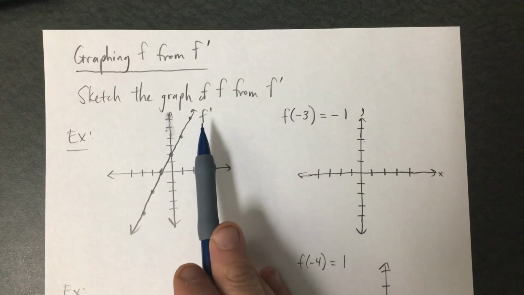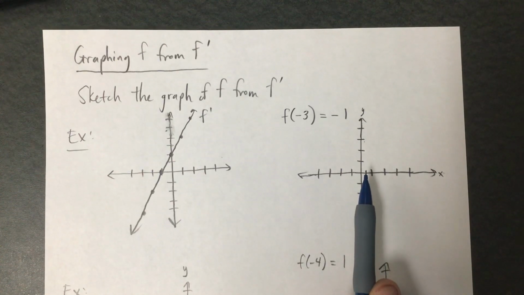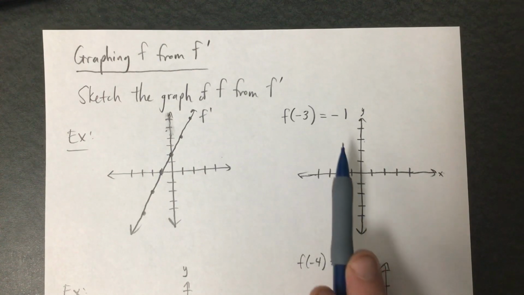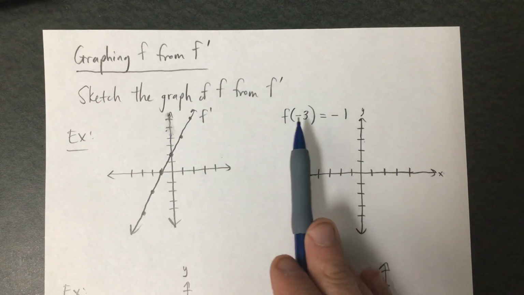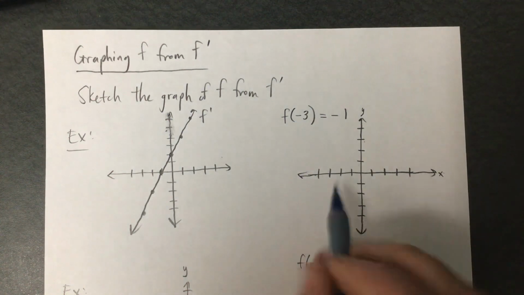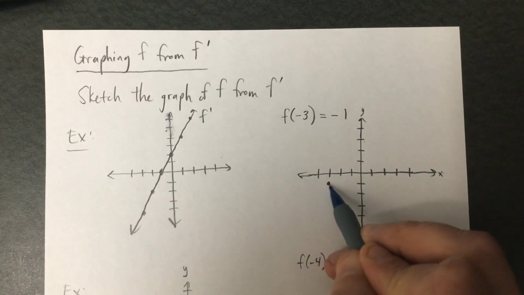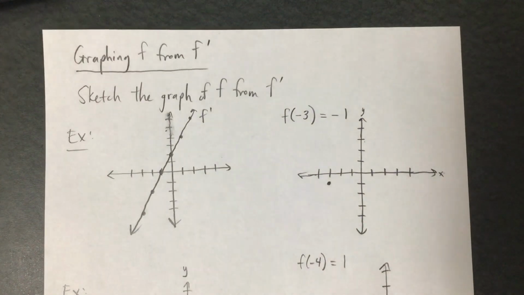I'm giving you f prime right here, and we're going to graph f of x on this one. Now, one thing that's important is I need to give you some sort of coordinate to start at. In this case, I'm giving you that f of -3 is equal to -1. So that tells me that's a coordinate right away. So I'm going to go over 1, 2, 3, and that's going to be f of -3 equals -1.